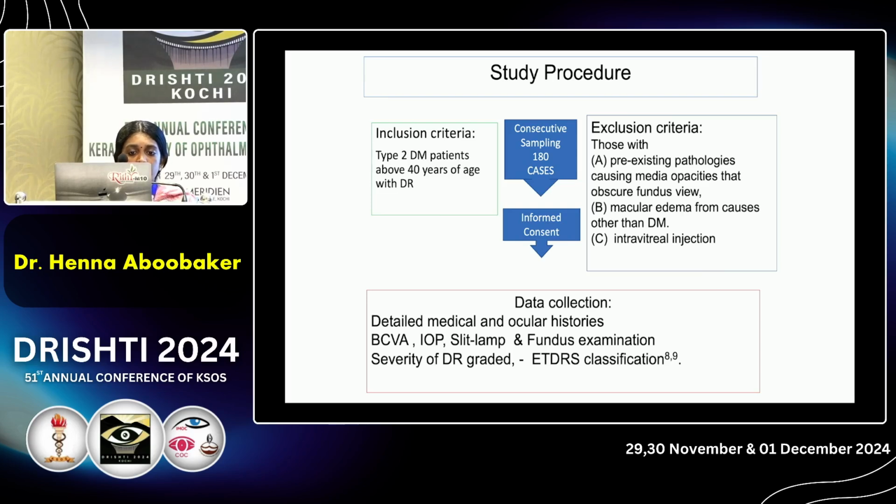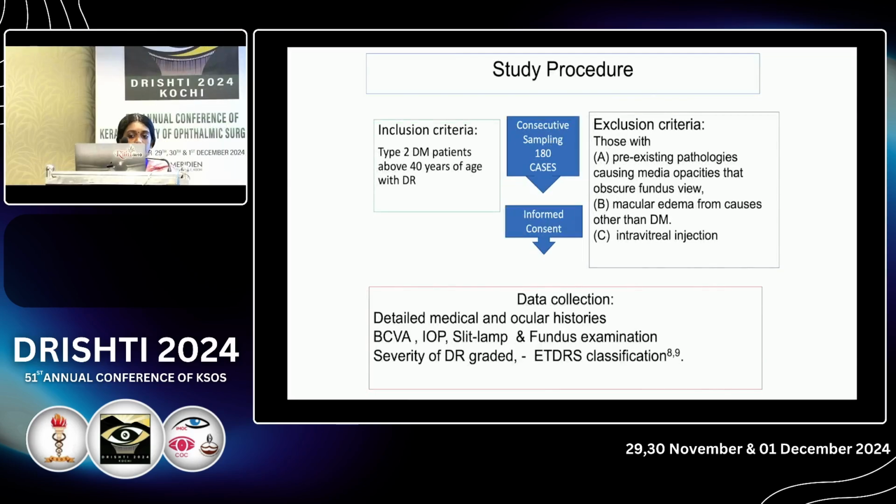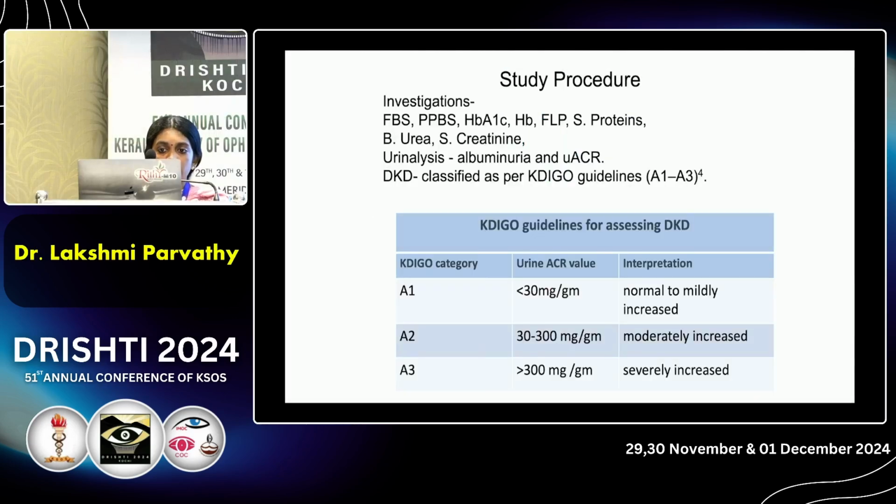So from every participant, detailed medical and ocular history were collected, BCVA and IOP were recorded, slit lamp examination of the anterior segment and fundus examination using indirect ophthalmoscope and 90D lens was done, and severity of diabetic retinopathy was graded by ETDRS classification. Relevant investigations and urinalysis was done for albuminuria and UACR, and diabetic kidney disease was classified as per the KDIGO guidelines. KDIGO category A1, that is UACR less than 30 mg per gram, A2 between 30 to 300 mg per gram, and A3 more than 300 mg per gram.